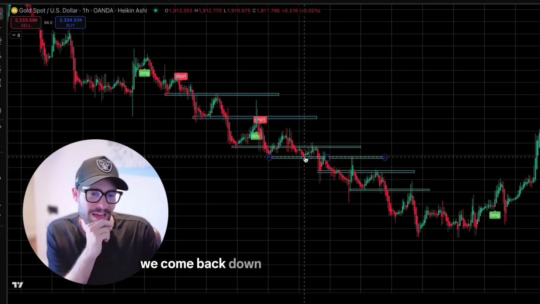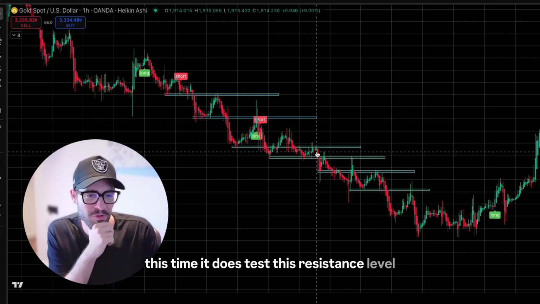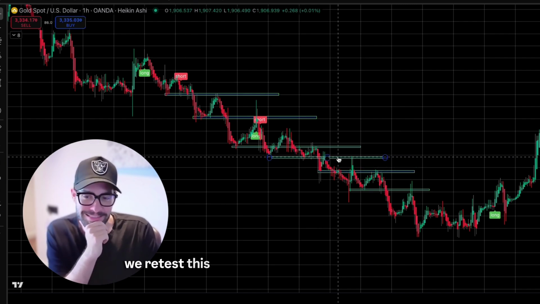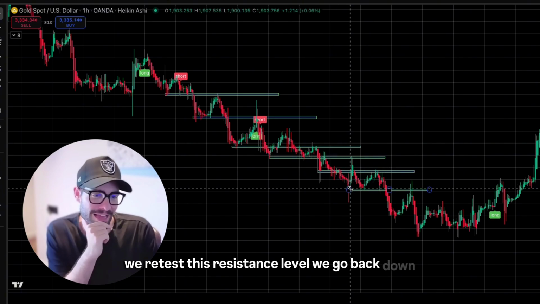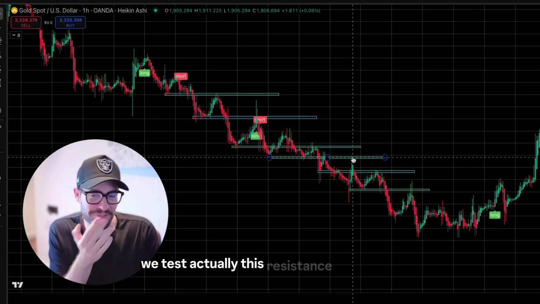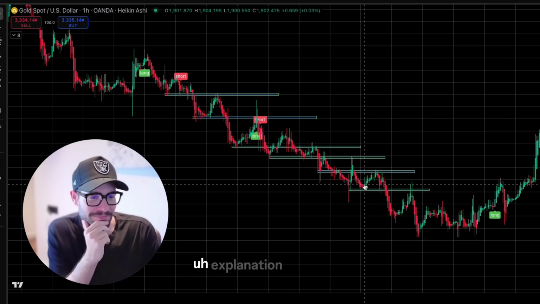We come back down, we test the same level, we come up. This time it does test this resistance level, comes back down, new lower low, we come back up, we retest this resistance level, we go back down, we've got a new lower low, new support, we come back up, we test actually this resistance level again, but it still works. It's still the same fundamental explanation for all of it.